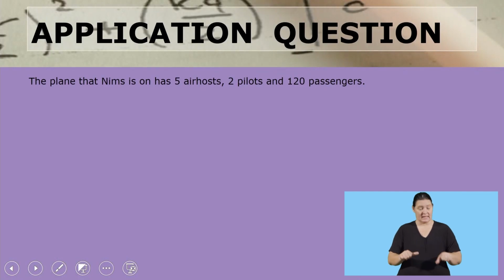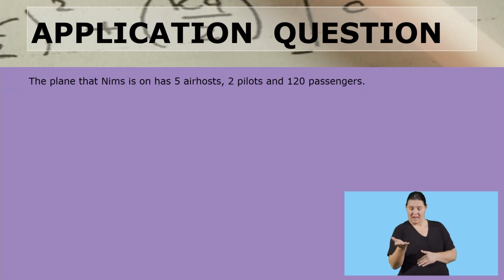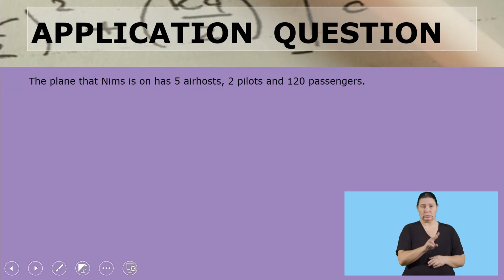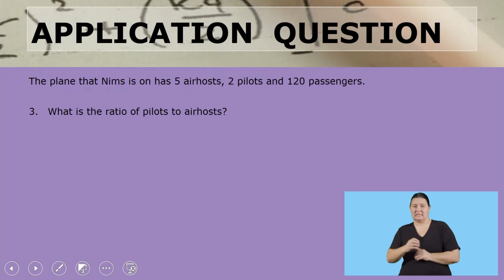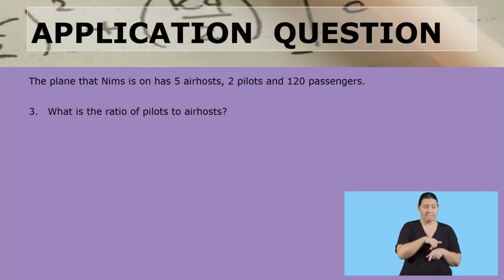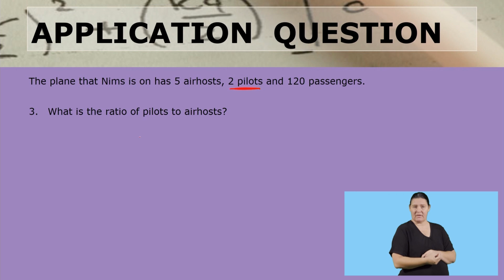Now, the plane that NIMS is on has 5 air hosts, 2 pilots, and 120 passengers. What is the ratio of pilots to air hosts? So remember the ratio, we are comparing quantities of the same kind. So we are comparing people to people. Some are pilots and some are air hosts. So how many pilots do we have? That is 2. And we are saying pilots to air hosts.